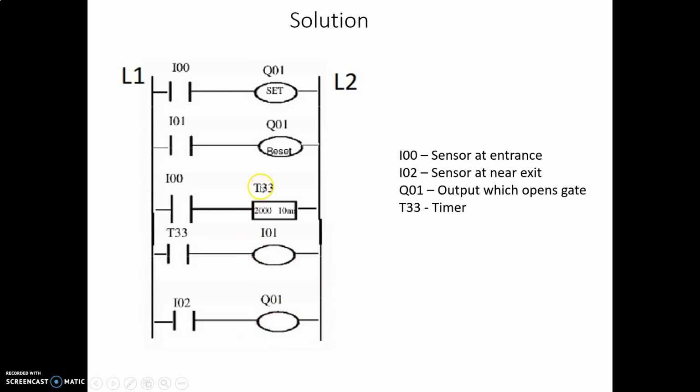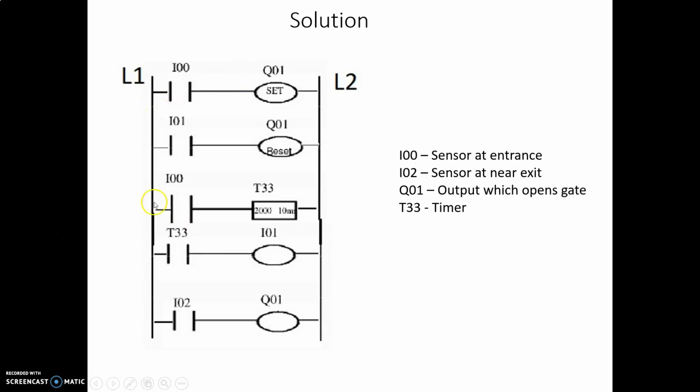Now one more thing about this T33, this timer. What is the meaning of this? Let's say this timer gets activated, right? Now here it is shown as 20 seconds. So when this input gets on, after 20 seconds this timer will get on. Now when this timer gets on, we have a connection where this switch will also get energized and closed, which will activate this I01, right? That is the purpose here. So let's start with the first part, right?